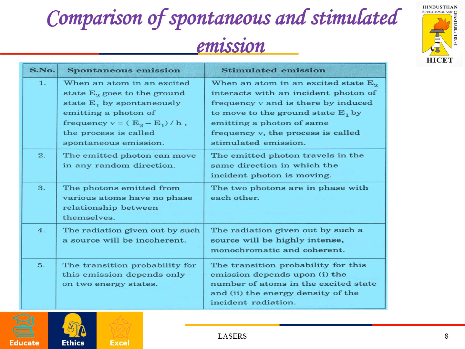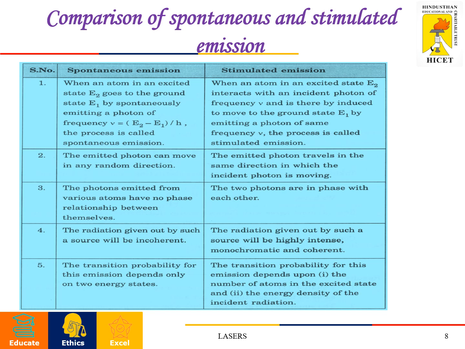The emitted photon can move in any random direction in spontaneous emission. The emitted photon travels in the same direction as the incident photon in stimulated emission. The photons emitted from various atoms have no phase relationship between themselves, but the two photons are in the same phase with each other in stimulated emission. In spontaneous emission, the radiation given out by such a source will be incoherent. In stimulated emission, the radiation given out by such a source will be highly intense, monochromatic and coherent.